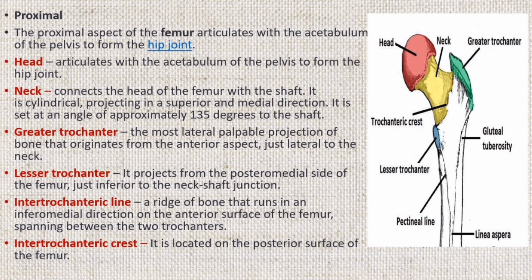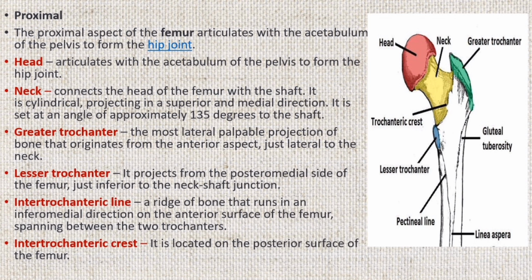Greater trochanter. The most lateral palpable projection of bone, it originates from the anterior aspect, just lateral to the neck. It is the site of attachment for many of the muscles in the gluteal region, such as gluteus medius, gluteus minimus and piriformis. The vastus lateralis originates from this site. An avulsion fracture of the greater trochanter can occur as a result of forceful contraction of the gluteus medius.